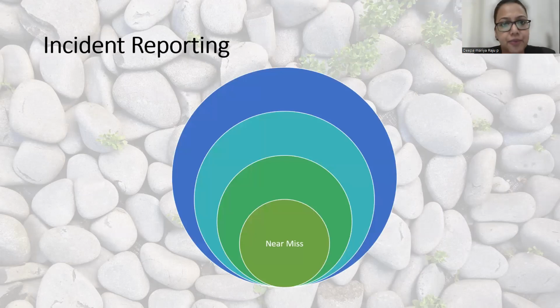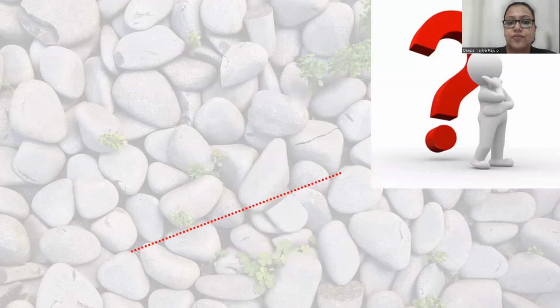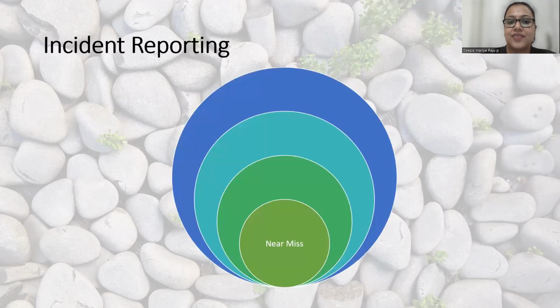Now, incident reporting, you all know. What is a near miss? Just imagine I am walking down and I slip, but I didn't fall. That is a near miss. The incident didn't occur, but it could have. Second is no harm. I just had a fall, but I didn't have anything, not even a scratch. I had the incident, but I didn't have any harm.